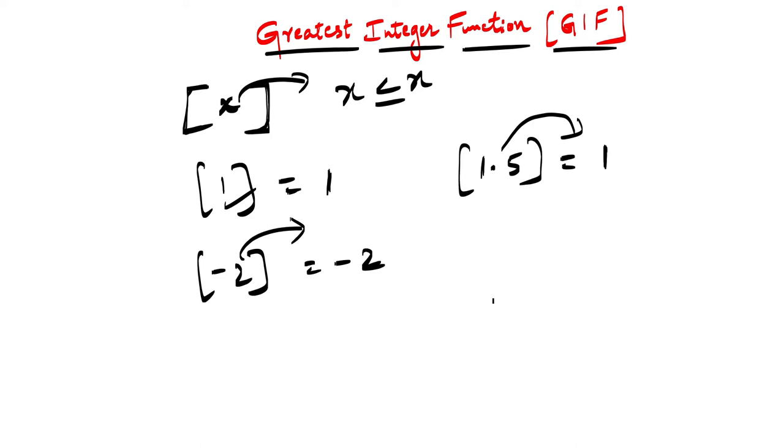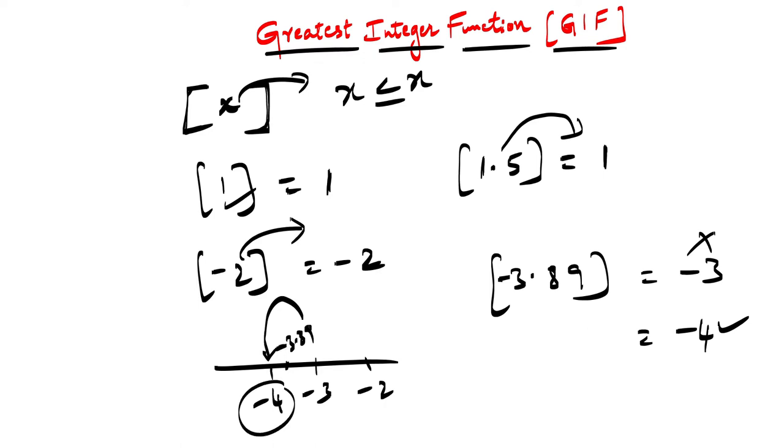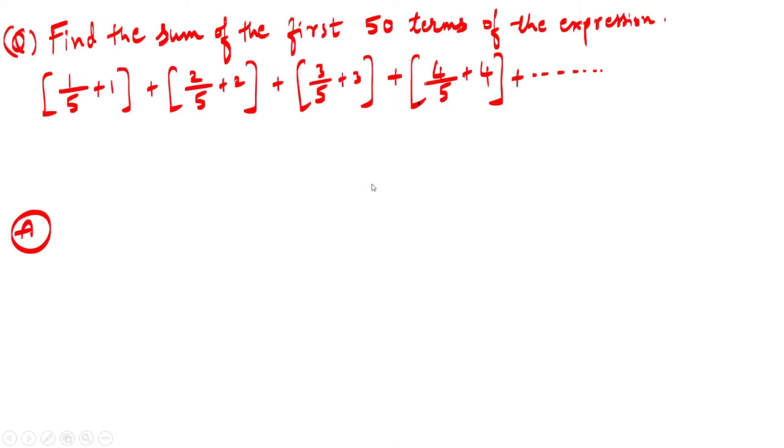Alright. Now, what is the GIF of minus 3.89? It is not minus 3. It is minus 4. Don't get confused. Just use a number line. This is minus 3, this is minus 4, and this is minus 2. We are asked to find the GIF of minus 3.89. In this case, what is the nearest integer which is less than minus 3.89? Minus 4 is less than minus 3.89. Hence, minus 4 is the GIF. And what is the GIF of 4.99? It is 4.